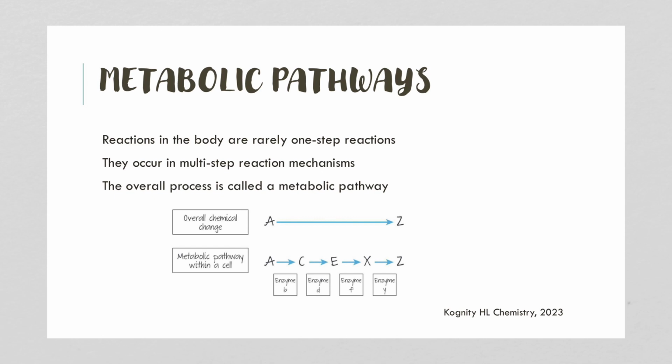Remember that reactions in our body are rarely just one-step reactions. They actually occur in multi-step reaction mechanisms, and the overall process is called a metabolic pathway. If we take, for instance, this example where the overall change from A to Z is shown, it is a metabolic pathway that has many steps. Each of those steps would be catalyzed by a specific enzyme. So A is catalyzed by enzyme B to produce C, which is then catalyzed by enzyme D to produce E, and so on all the way to Z.